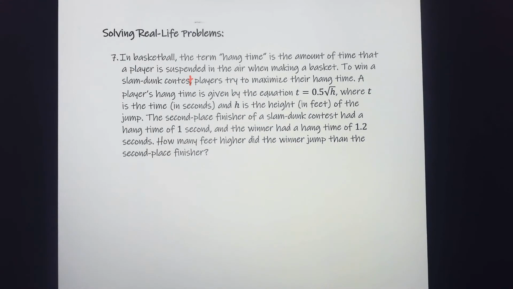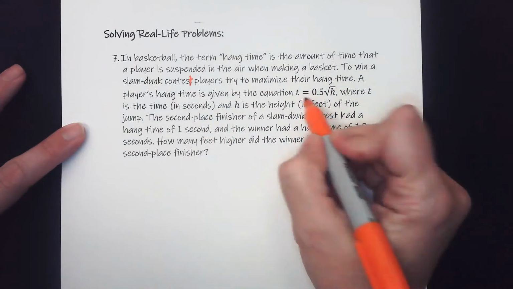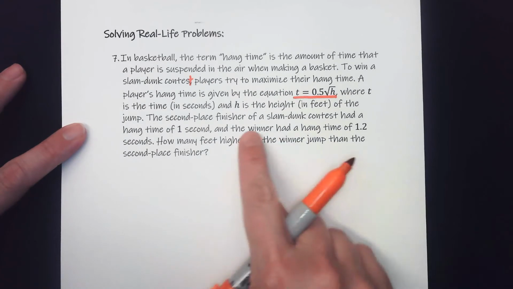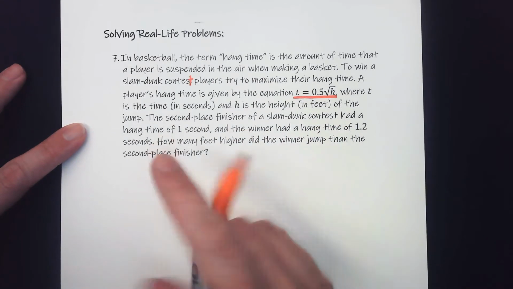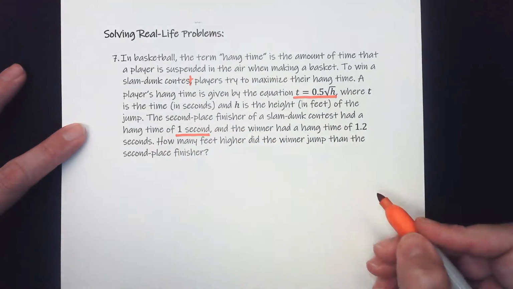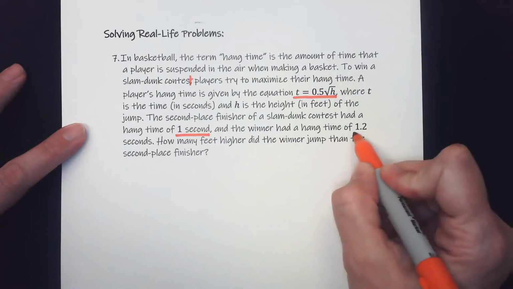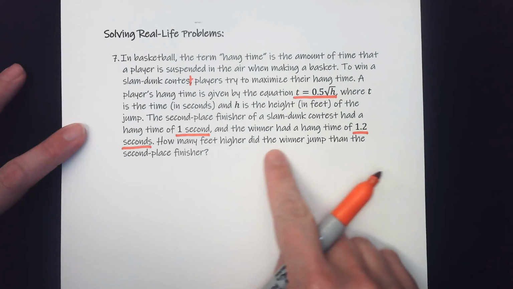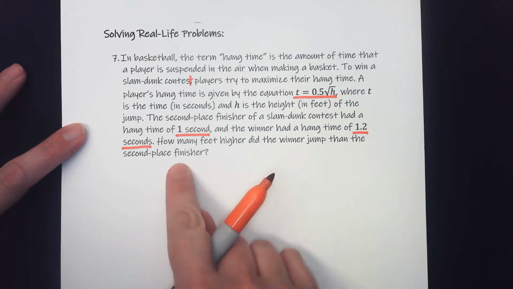So a player's hang time is given by the equation t equals 0.5 times the square root of h, where t is the time in seconds and h is the height in feet of the jump. The second place finisher of the slam dunk contest had a hang time of 1 second, and the winner had a hang time of 1.2 seconds. How many feet higher did the winner jump than the finisher?